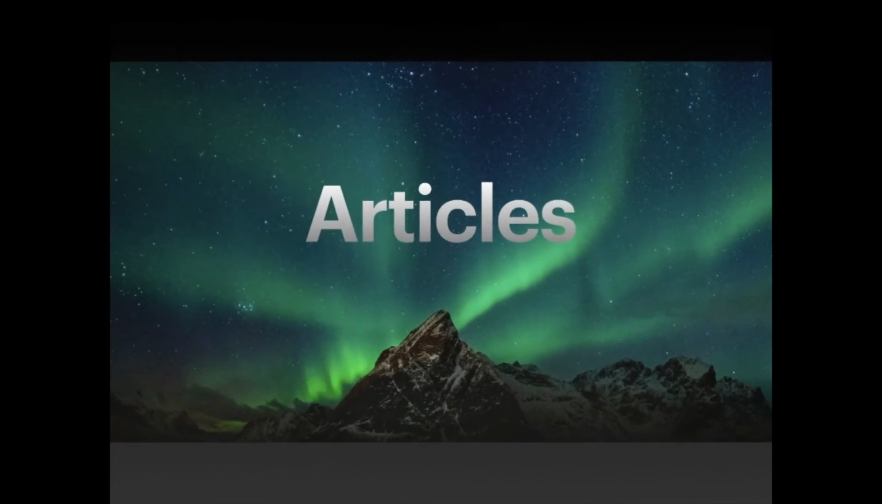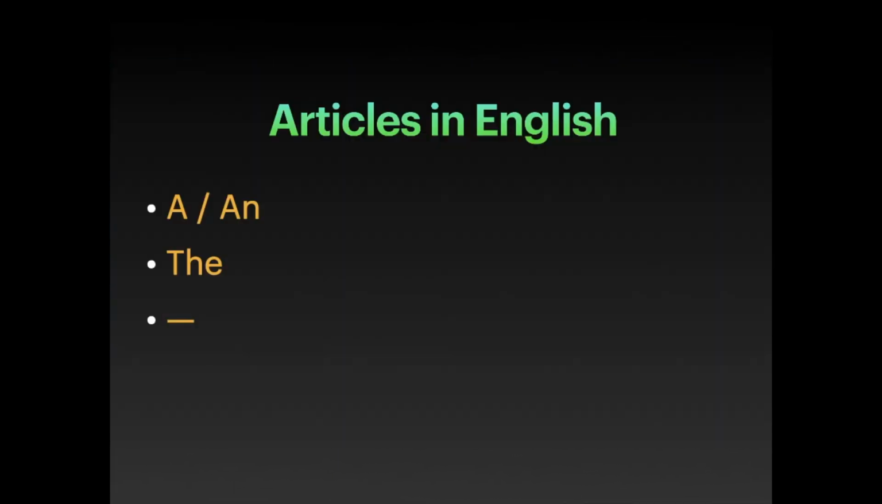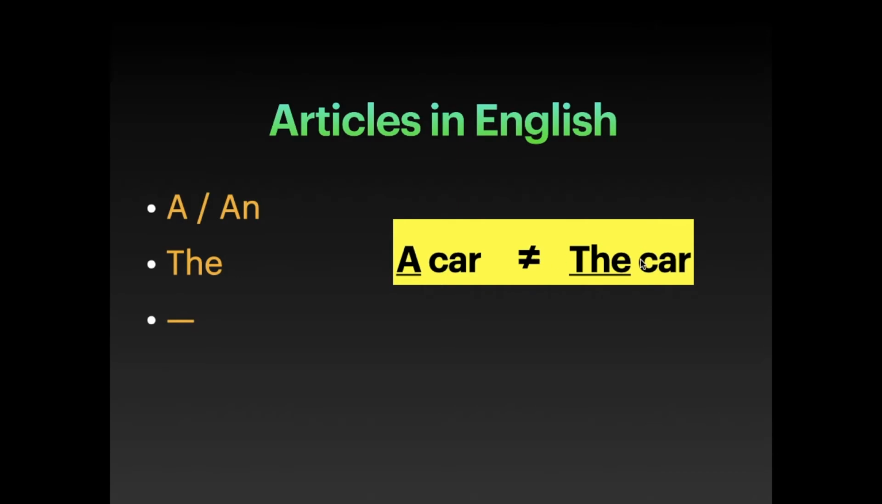So starting with the first topic about articles, these are the articles in English: a or an, the, and sometimes we have no article. So what is the difference between a and the? A car, the car. So un carro, el carro, specifically el carro. And a car, un carro puede ser cualquiera, right? So this is specific, this is non-specific. And what is the difference between a and an? Maybe you know this. We use a for consonants and an for vowels, okay? And we don't use an article when we're talking about something in general.